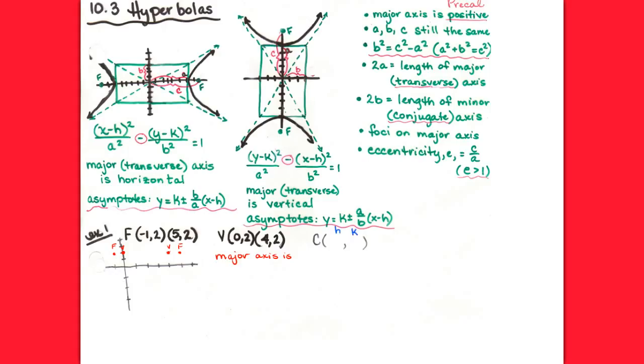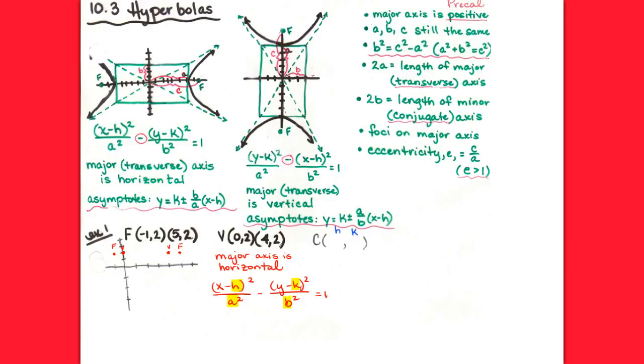All right, what is my major axis going to be, horizontal or vertical? Horizontal. How do I know? Because the y value remains the same, the x value changes. So my vertices are both on a horizontal line, and my foci are both on a horizontal line. Remember, vertices are the endpoints of the major axis, so that tells me major is horizontal. And the foci are always on the major axis, so that tells me major is horizontal.